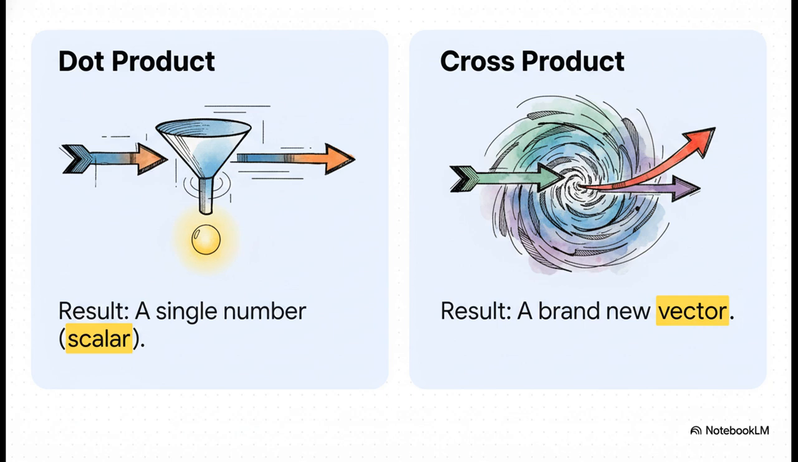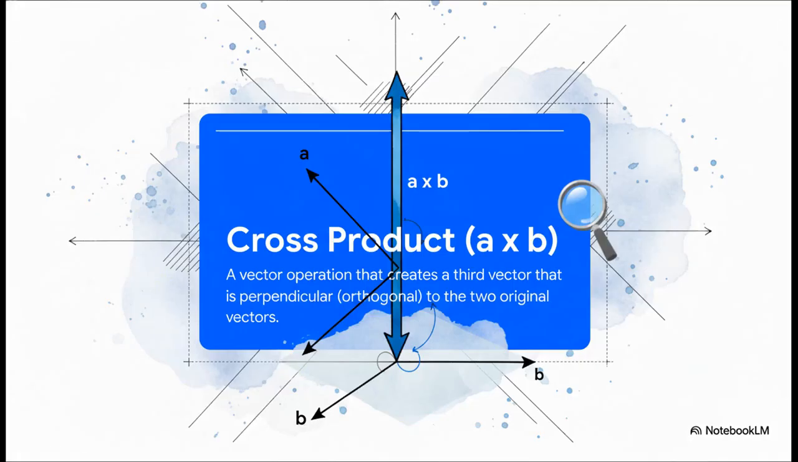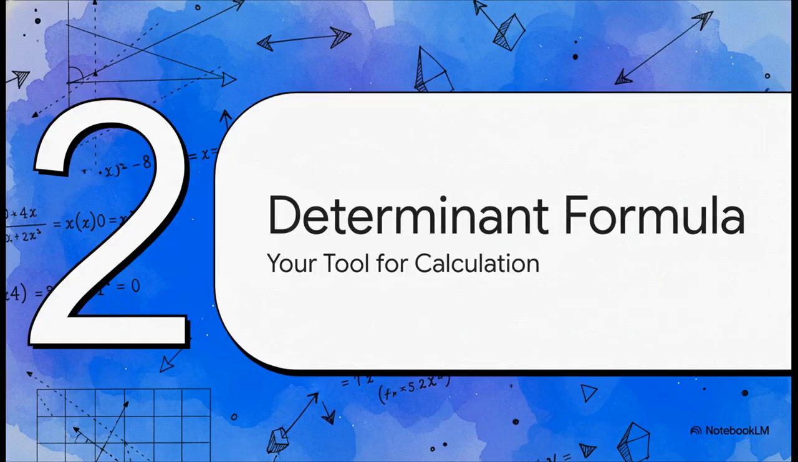You feed it two vectors, and it actually builds an entirely new vector, complete with its own direction and its own magnitude. And the single most important feature of that new vector is that it's orthogonal to the two you started with. That's just a fancy way of saying it points at a perfect 90-degree angle to both of them. Imagine your first two vectors lying flat on a table. Their cross product would be pointing straight up at the ceiling.